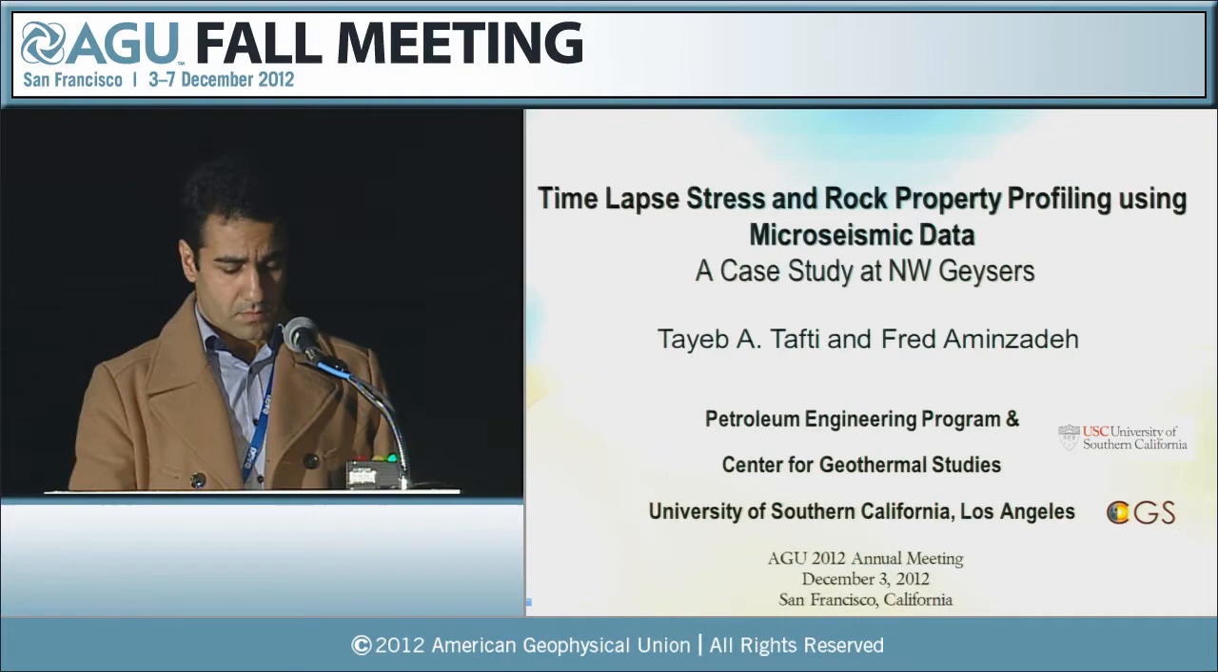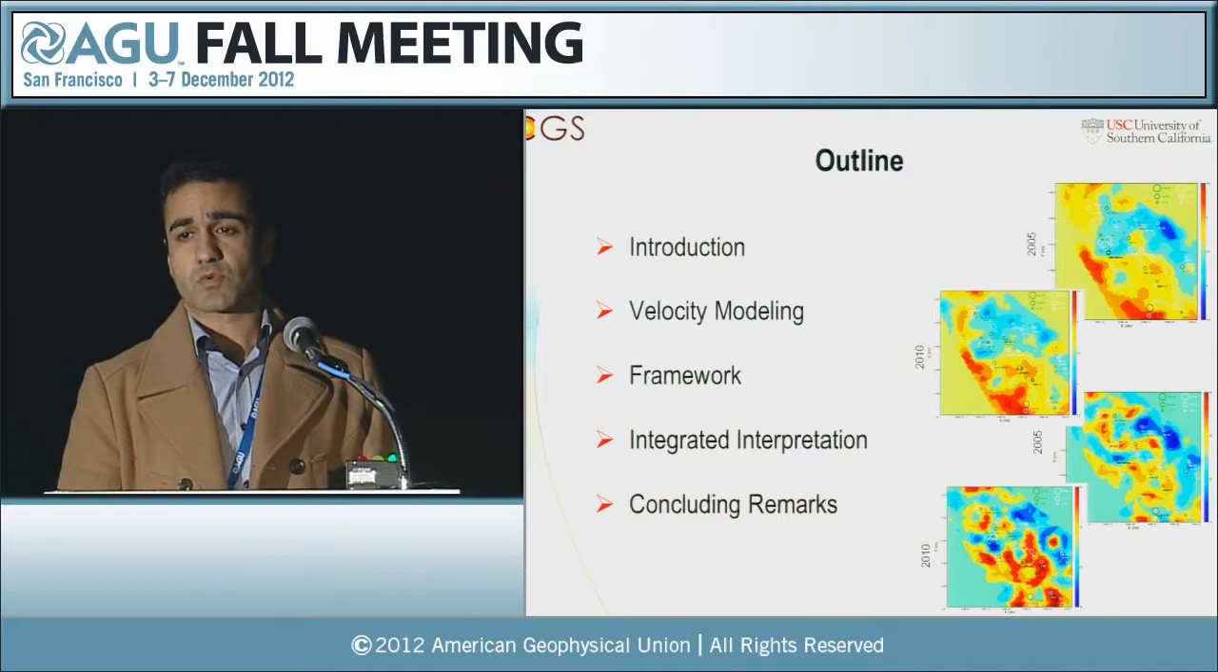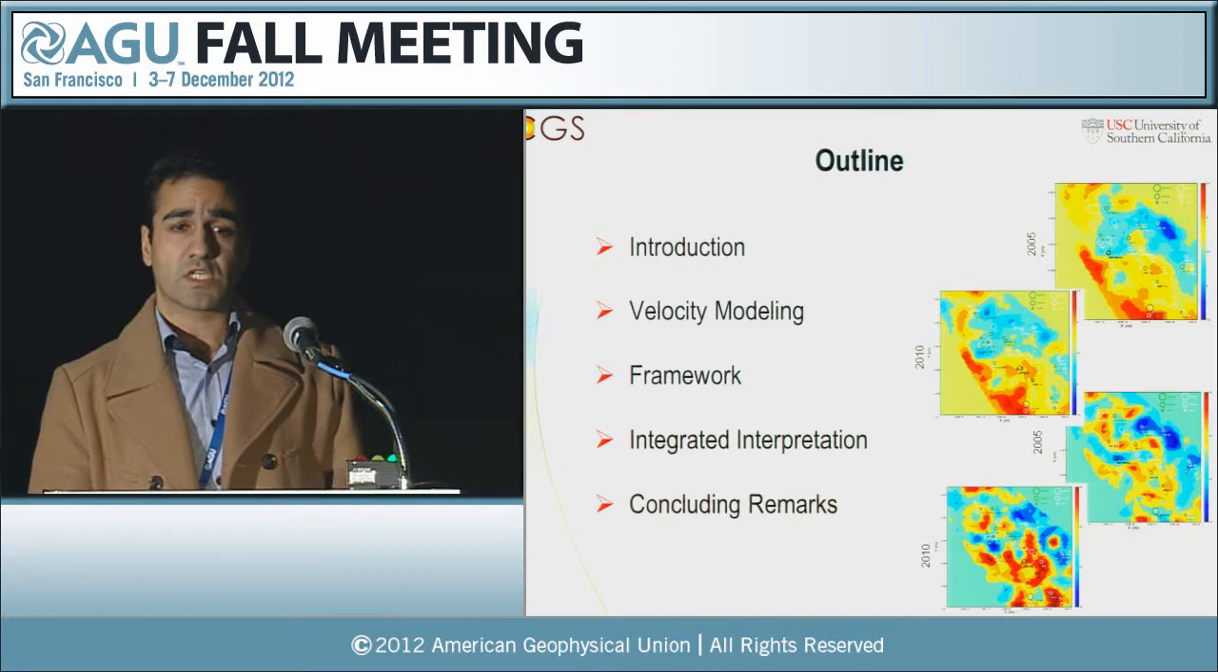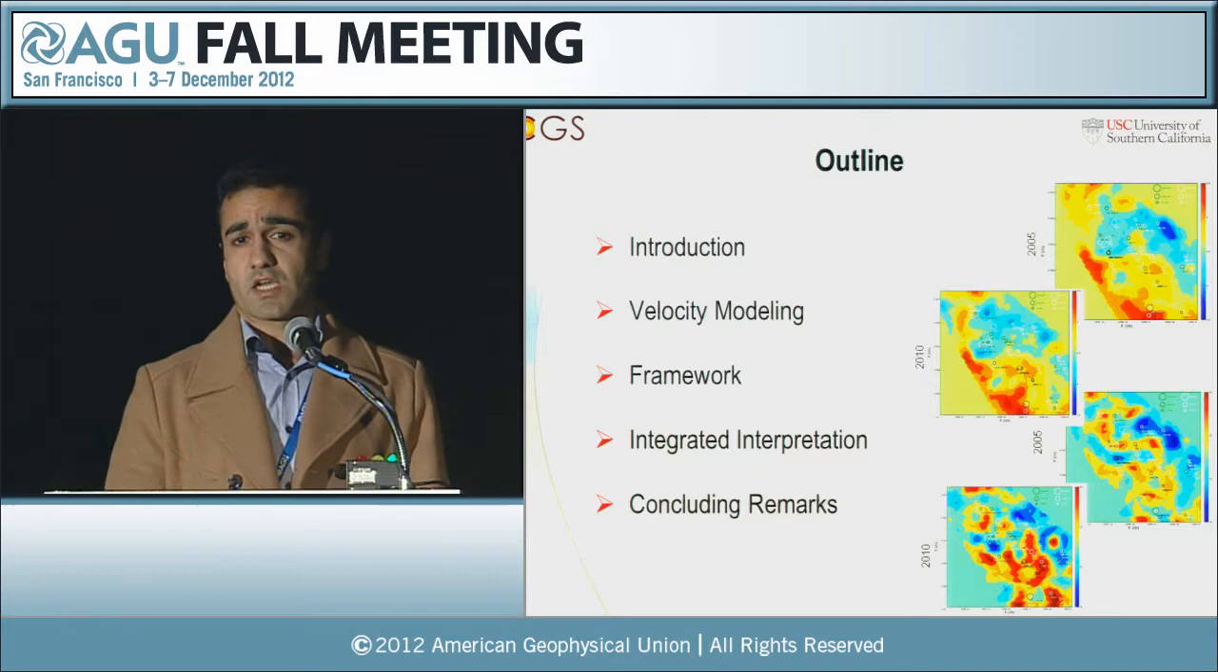Through my talk, I'm first going to cover the introduction, what the goal of this project is, and why we do such a project at USC. Then I talk about the velocity modeling, then the framework that we need to interpret the results of the velocity modeling, and finally the integrated interpretation and the concluding remarks from our study at the Geysers.